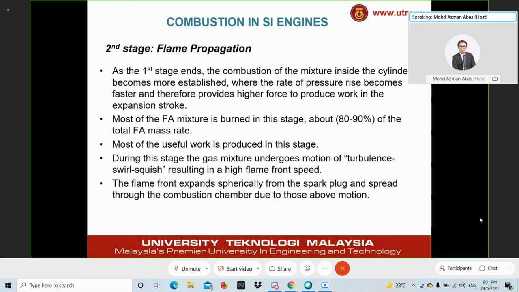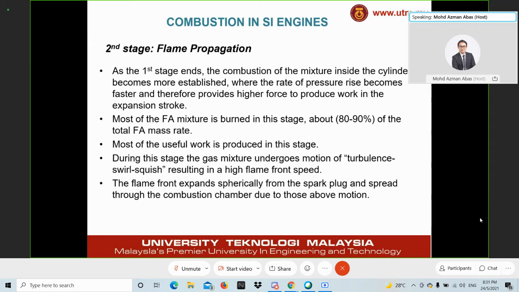Now let's move into the second phase, which is the flame propagation. This is where the flame starts to spread. As the first stage ends, remember that during the first phase, the combustion is very weak.